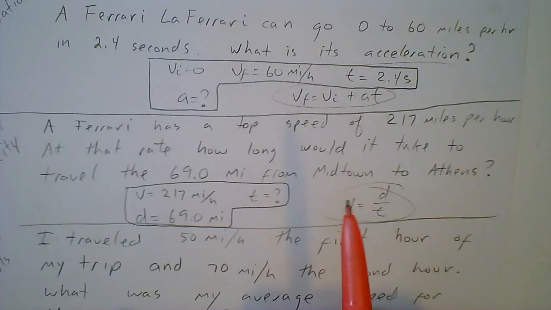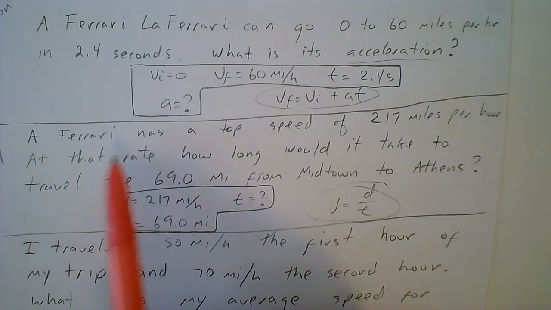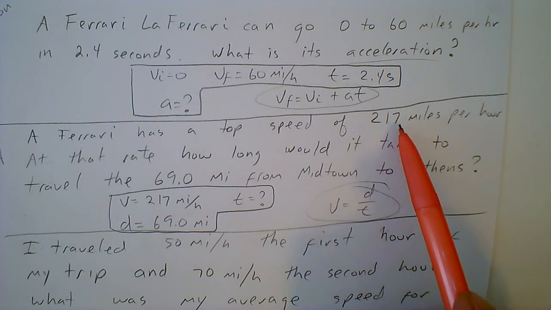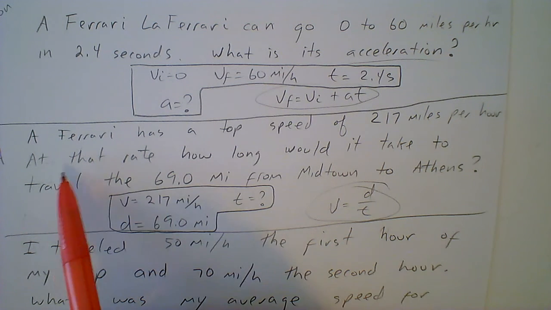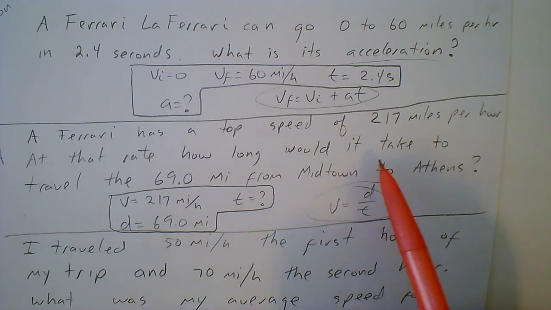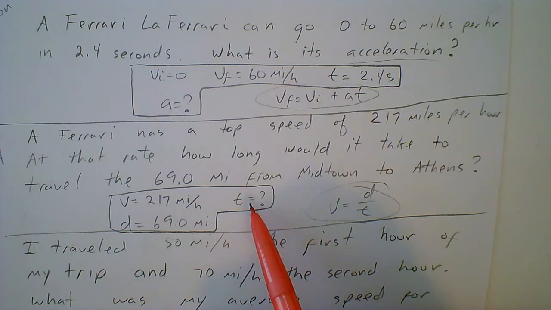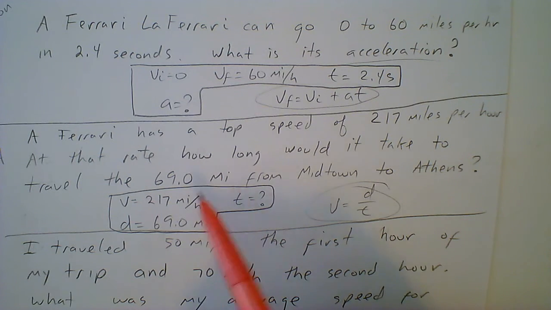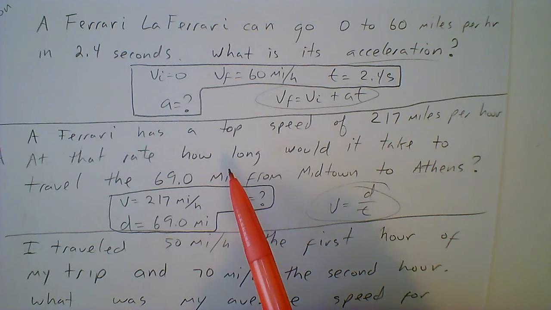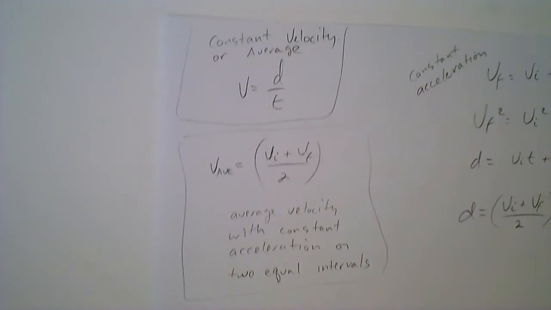Let's look at another example of when you wouldn't be using acceleration. A Ferrari has a top speed of 217 miles per hour. At that rate, how long would it take to travel the 69 miles from Midtown to Athens? Well, you have v, d, and t. It never said anything about going faster or slower. If you were going at one single rate, in that case, you'd use the constant velocity equation up here.